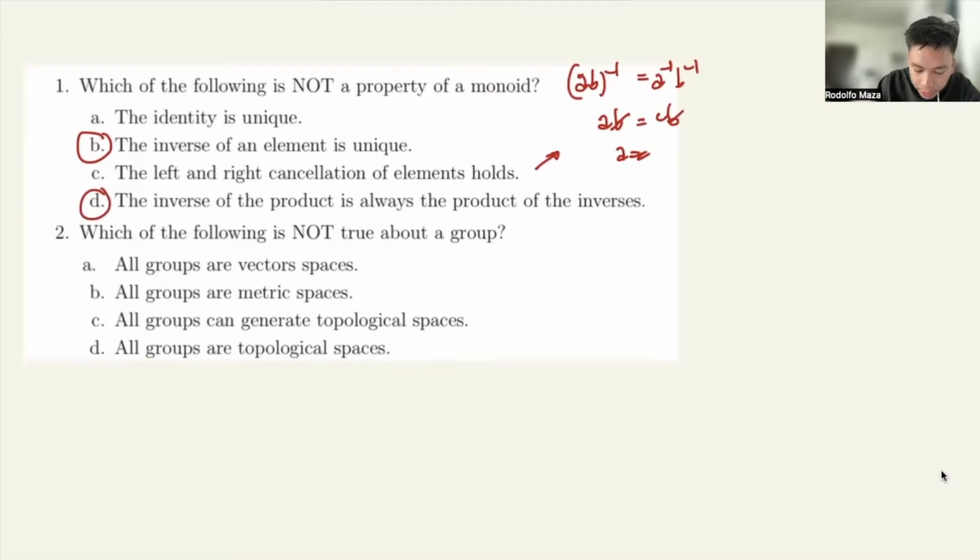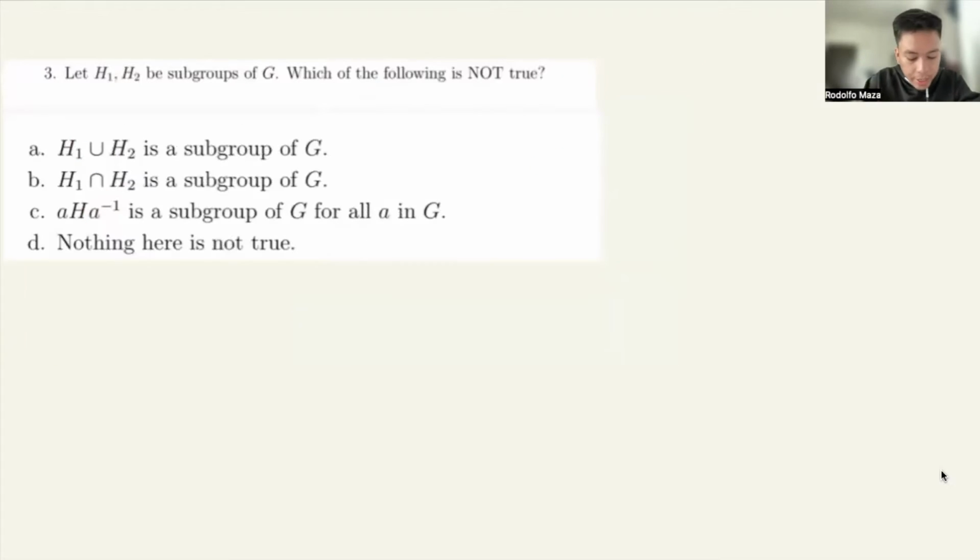Number 2, which of the following is not true about a group? All groups are vector spaces. Alam natin yan. And all groups are metric spaces. All groups are topological spaces. However, all groups cannot generate topological spaces. So that's number 2.